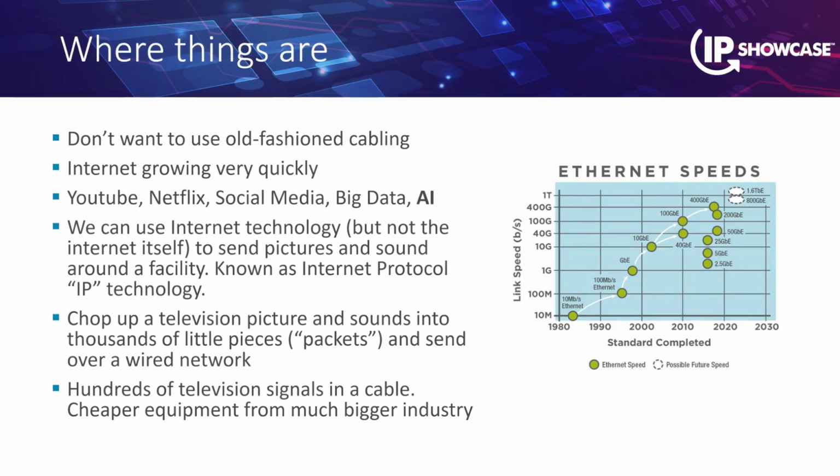I think in the last 10 years it was online video, but AI is really going to be the one pushing all this stuff. So what we do is we take a television signal, a picture and sounds, and we chop these up into thousands of little pieces, into packets, and we send this over a wired network. And that means a single cable can now take hundreds of television signals, not just one. And this equipment, pound for pound, is cheaper because it's from a much bigger industry.